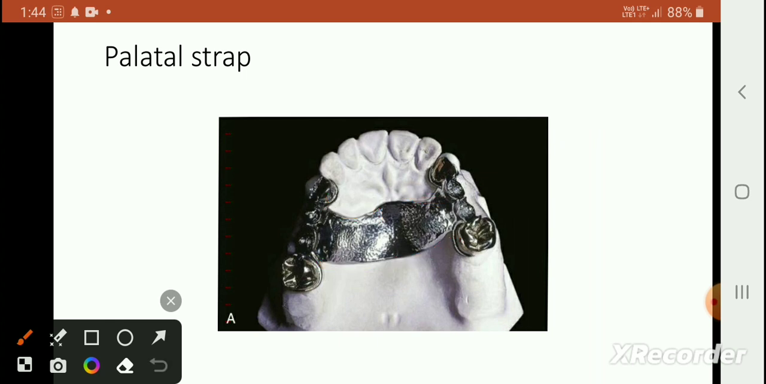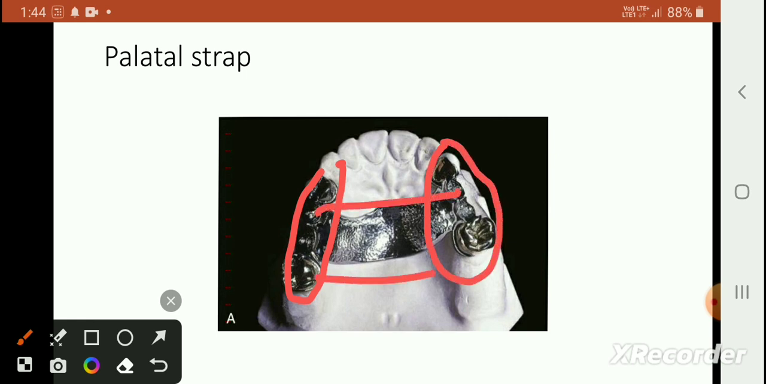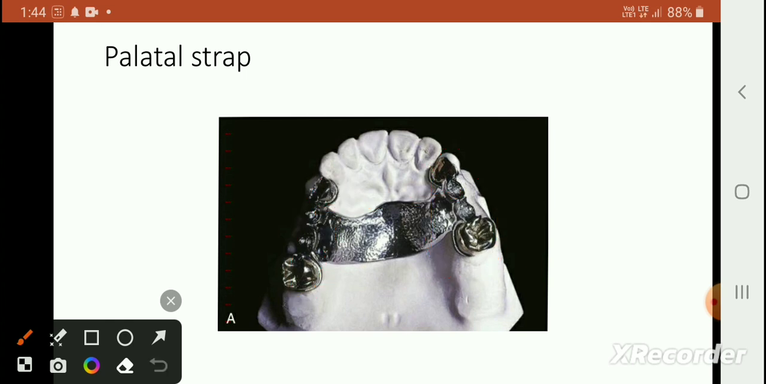Its width should be increased as the edentulous span increases in length. As the edentulous span increases, the width of the strap is also increased. It is best suited for short spans and tooth supported edentulous areas. In case of a tooth supported edentulous area, this is considered.